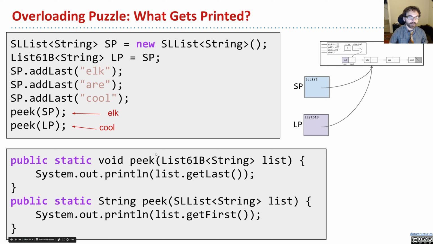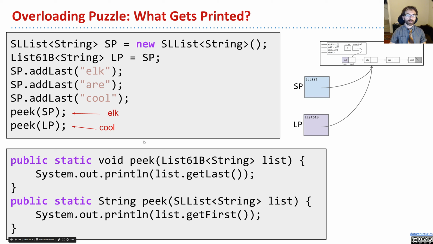The compiler also says, well, when I get to this point in the code, I'm going to compare the signatures. I have a method for lists and a static type variable list, so I'm going to do that when I get there. So in other words, the compiler, before it starts running, decides this is what it wants. It wants to call the slist oriented method up top and the list 61b at the bottom, and by the time the code actually runs, we get elk and cool.